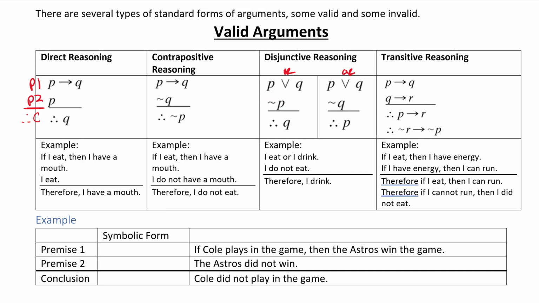It goes for not P or not Q. It works the same. So an example is I eat or I drink. So if you do not eat, therefore you must drink. And that is a valid reasoning.